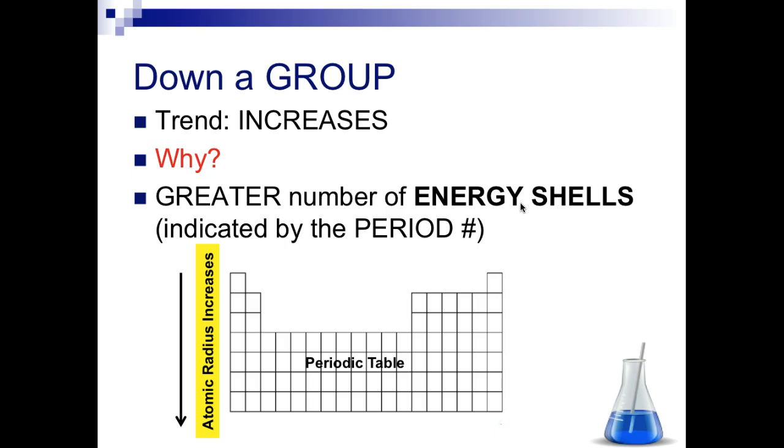So let's look at the trend going down a group. Down a group, the trend actually increases. And why does that happen? That happens because there's a greater number of energy shells, and that's indicated by the period number. Remember, the further and further down you go on the periodic table, the more rings, or energy shells, you add around the nucleus of the atom. That causes the atom to get larger in size.